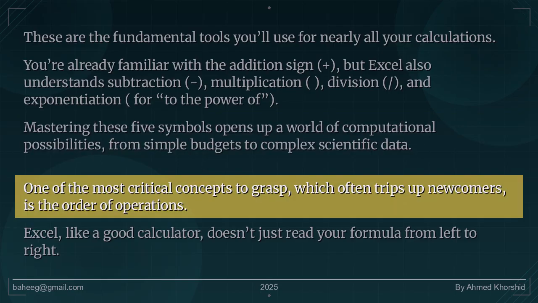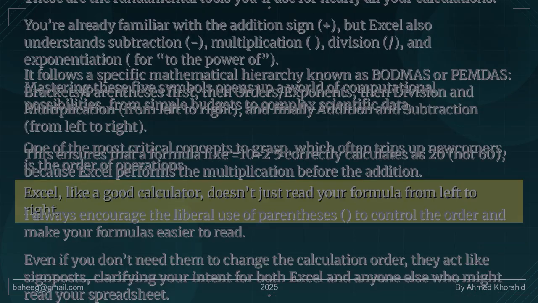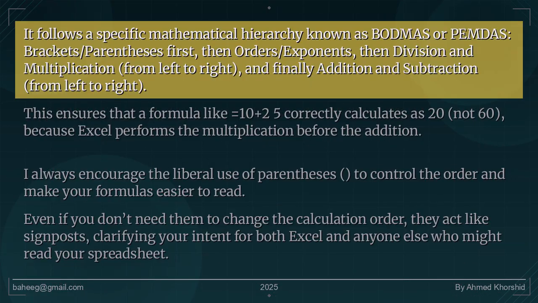One of the most critical concepts to grasp, which often trips up newcomers, is the order of operations. Excel, like a good calculator, doesn't just read your formula from left to right. It follows a specific mathematical hierarchy known as BODMAS or PEMDAS: brackets or parentheses first, then orders or exponents, then division and multiplication, from left to right, and finally addition and subtraction, from left to right.